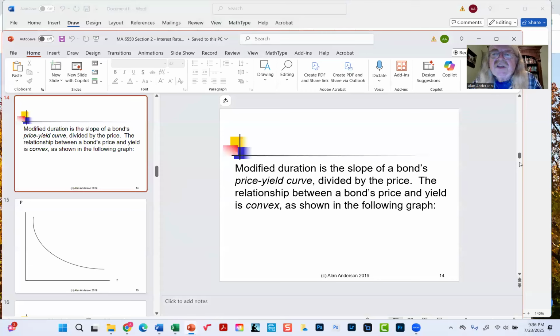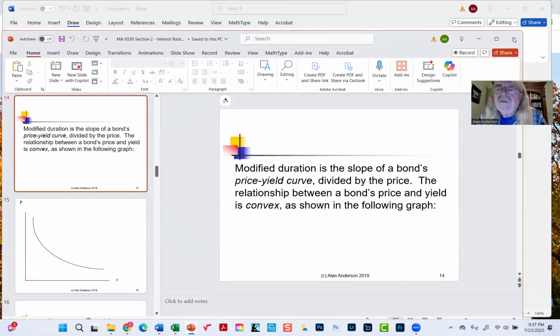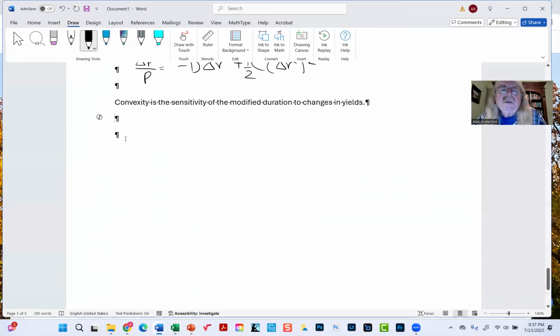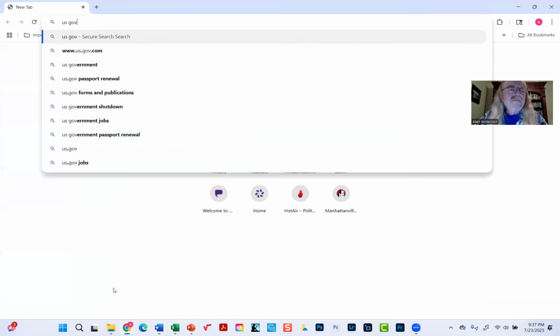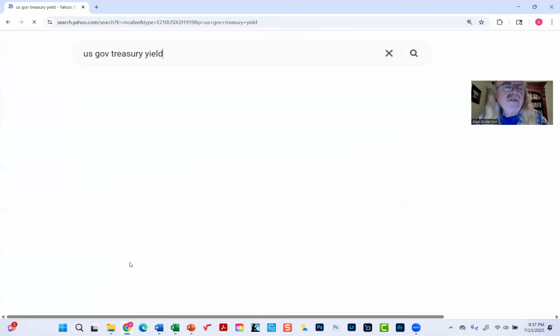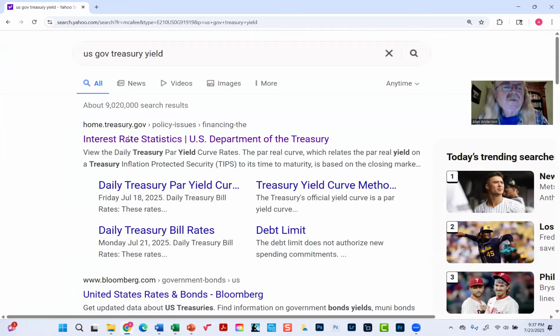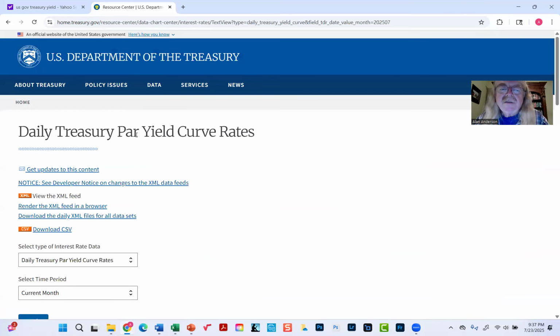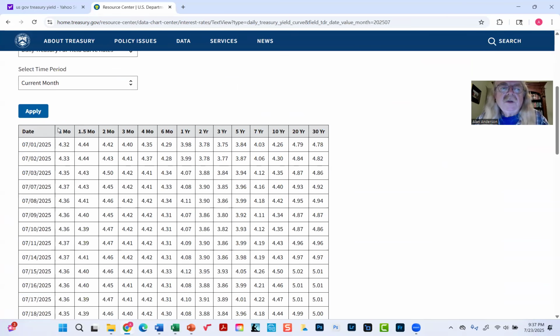So here we go. Now we're ready for section 3, and let's see what that's all about. Here it is, the term structure of interest rates. I think I may have mentioned this once before. If you go to this website, I keep forgetting the exact name of it, but here it is, the daily bar curve. This is what we're after. What you're going to see is all the different treasury securities that are out there, ranging from 1 month to 30 years, and these are the yields to maturity.